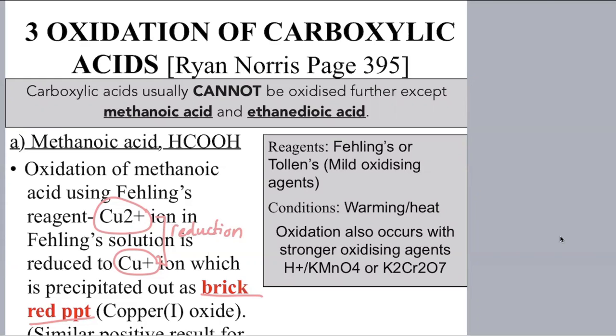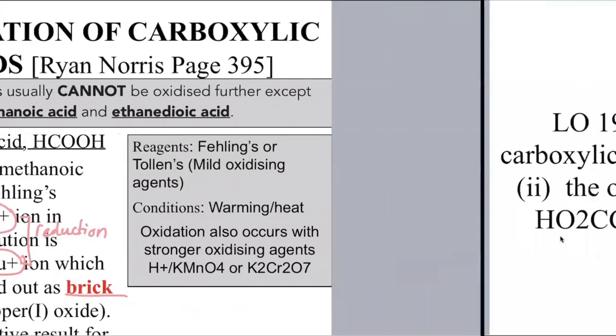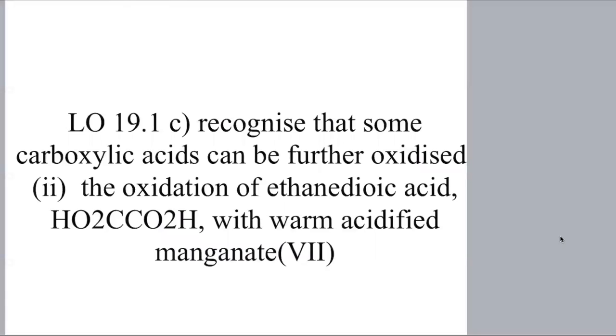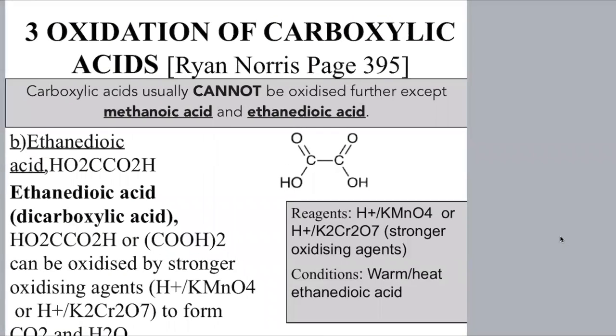Tollens reagent will be reduced from Ag+ to Ag metal. So there's a reduction happening. The methanoic acid must have been oxidized already. Okay. The next type of carboxylic acid that can be further oxidized is ethanedioic acid. Okay, so this is the structure where you have 2 carbons and 2 carboxylic acid groups, COOH. Okay, so ethanedioic acid is a dicarboxylic acid. The di means you have 2 functional groups of COOH.